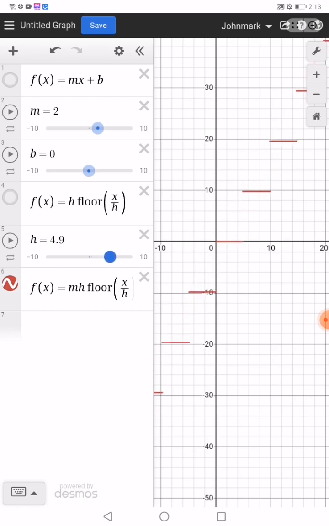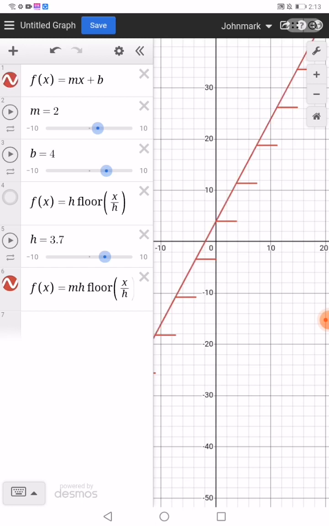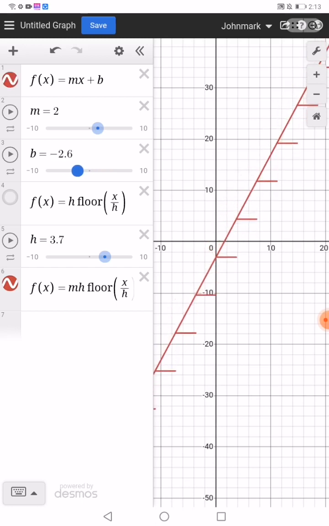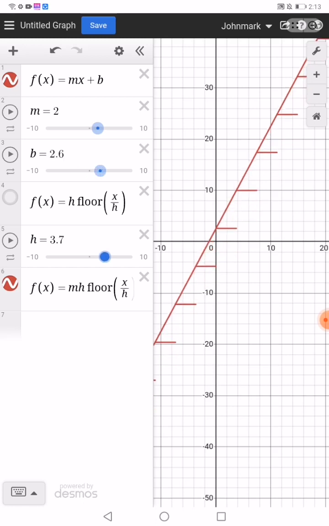I can also increase the step, but the slope will remain the same. And I can also move the y-intercept based on the original continuous function, like that one. You can move it to the negative, you can move it to the positive. Now we have converted this kind of linear function into a step function with the desired length of h. We can have negative length of h, we can also have positive length of h. So we have just converted the linear continuous function into a step function.